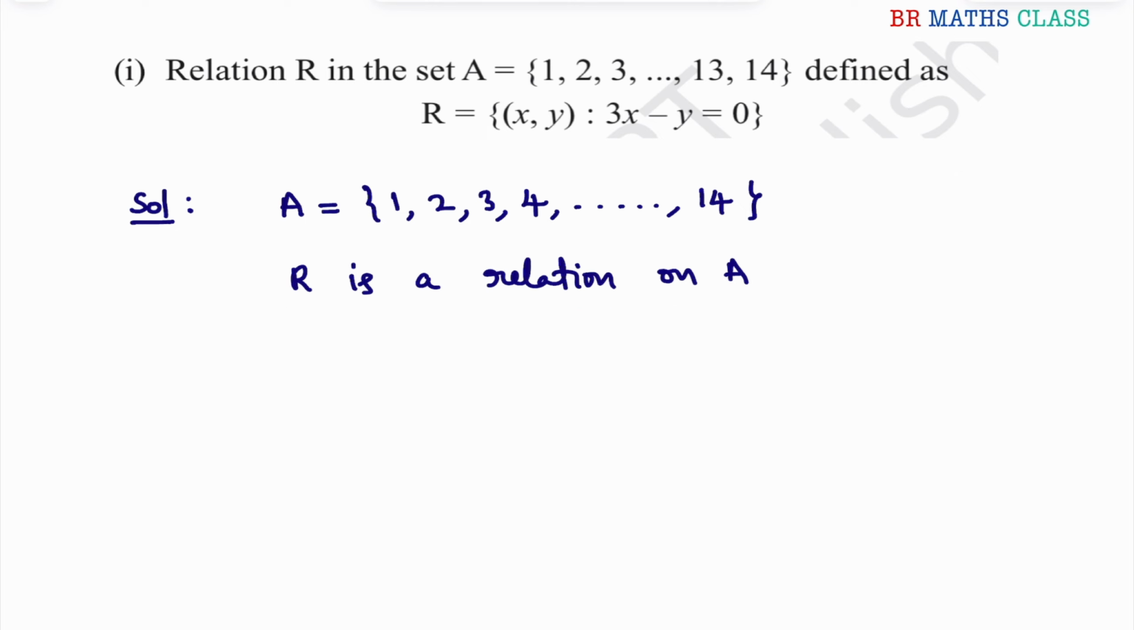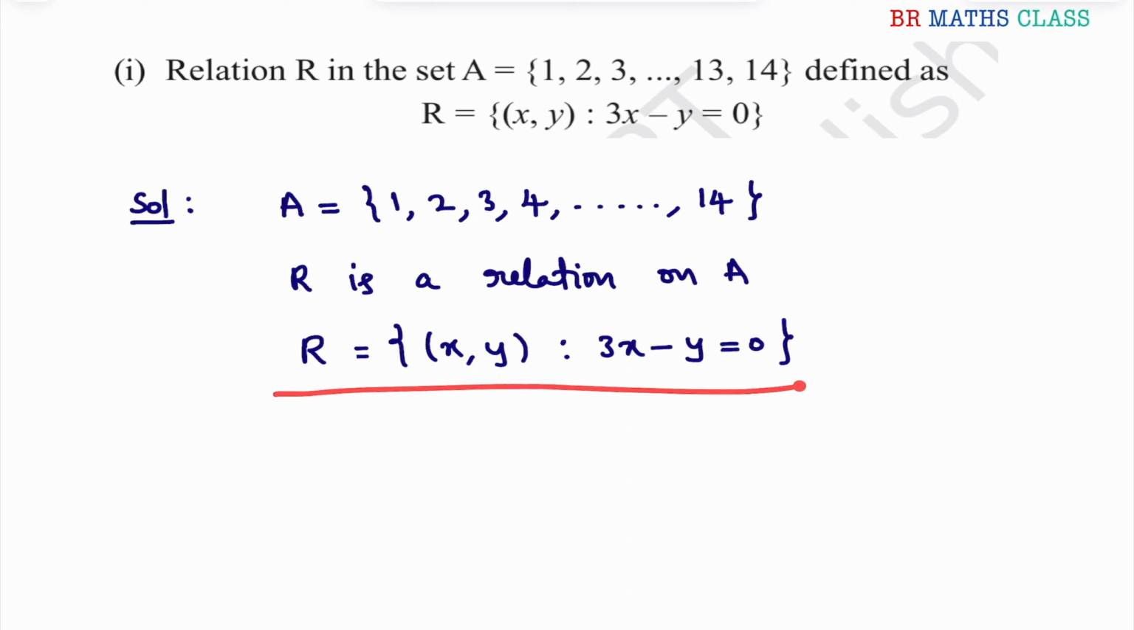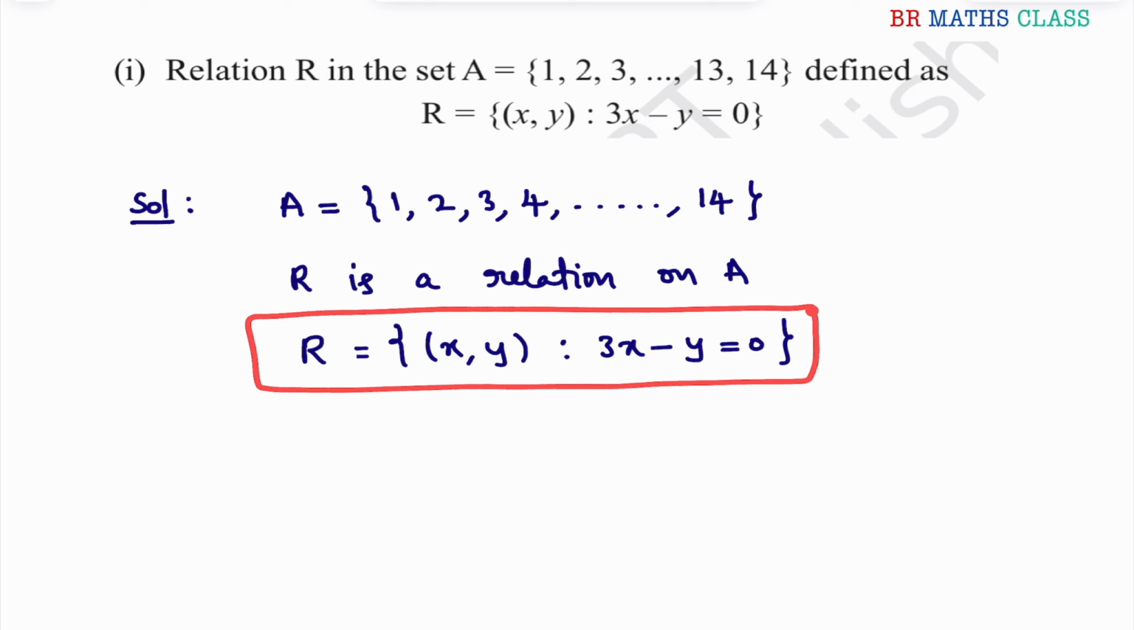Okay. Third point, given relation. You observe, this is the given relation. You write that one. In all these bits in the first question, these three steps you need to observe carefully. Now I need to check whether this relation is reflexive, symmetric, or transitive. All those three things I need to check for this relation.